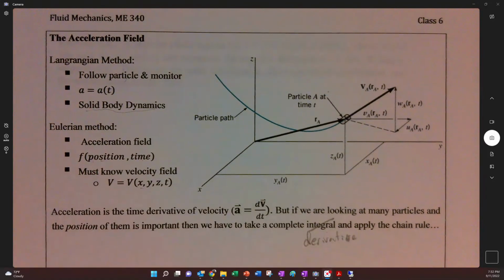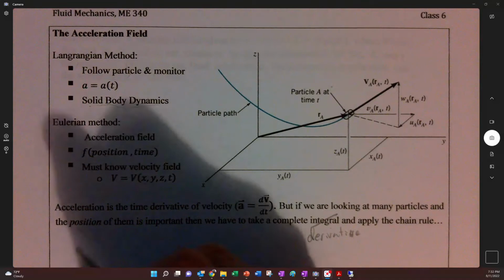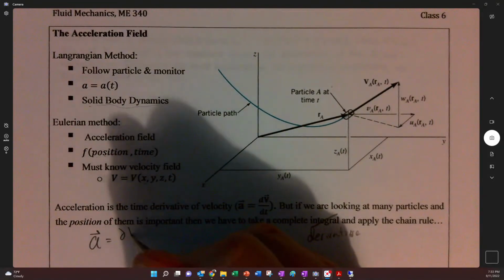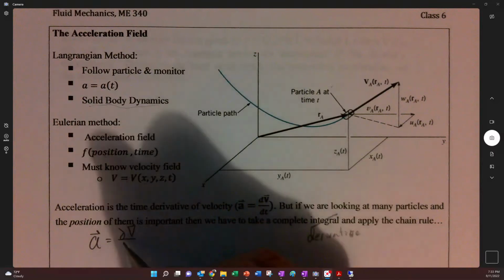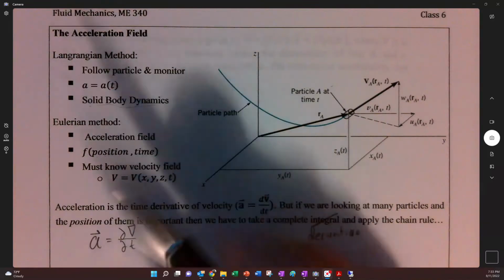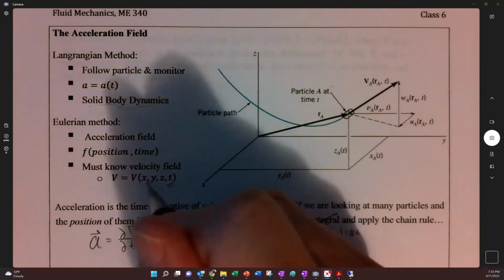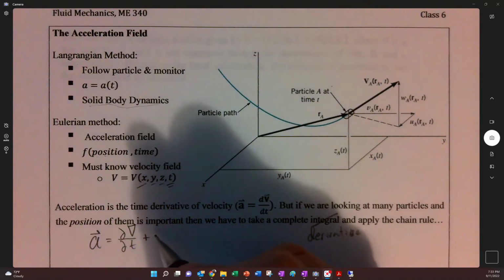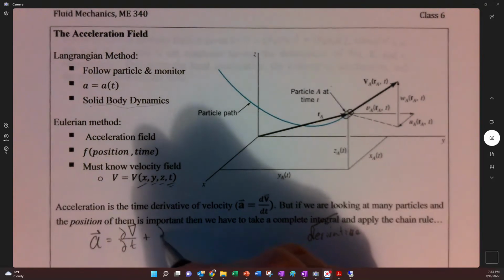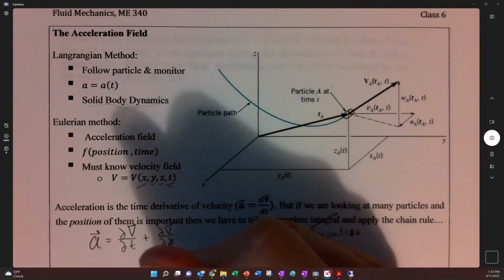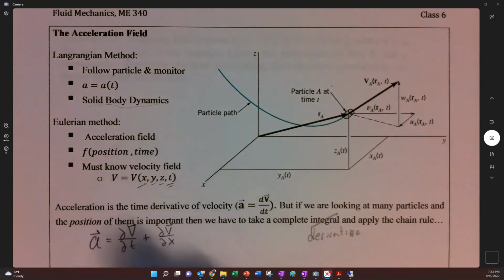So for the total differentiation, if we take the acceleration, first we take the partial derivative of the velocity, which is a vector, with respect to time. That's fine, but it's not only a function of time, it's also a function of position. It's this velocity field. So we have to take the derivative of velocity with respect to position, but we're doing it with respect to time.